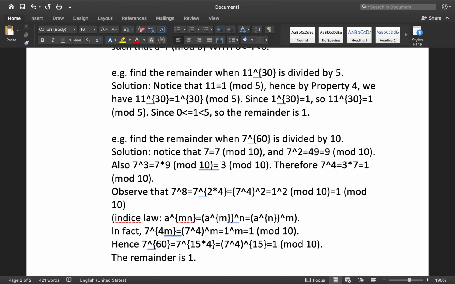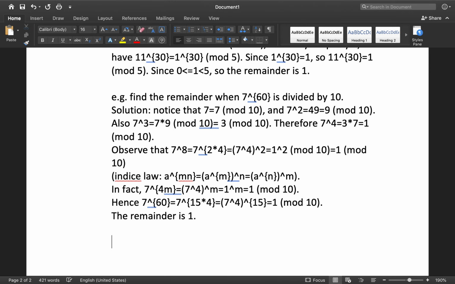Now, actually, this example is very useful in the sense that we find the remainder, of course, but in fact it also tells you something. Now you see that 7 to some power equals 1. The value 7 to the power 4 is equal to 1. Now actually it's sort of like a cycle. Why is it like a cycle? So let me give you a remark.